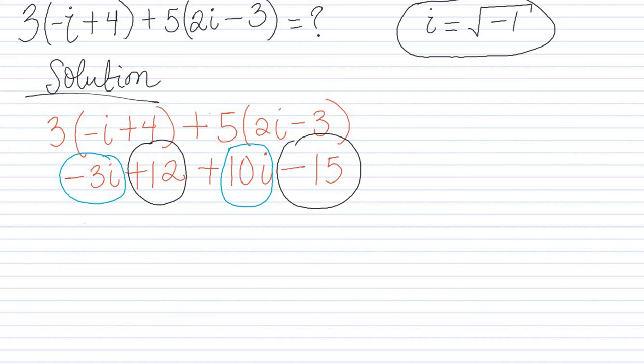So let me rewrite it out. So you have the real parts and the imaginary parts. Now we're going to group the imaginary parts first. So you have negative 3i. Well, the second imaginary part is what? It is positive 10i. So we have positive 10i. And then you've got the first real part, which is positive 12. And then you have the second real part, which is negative 15.